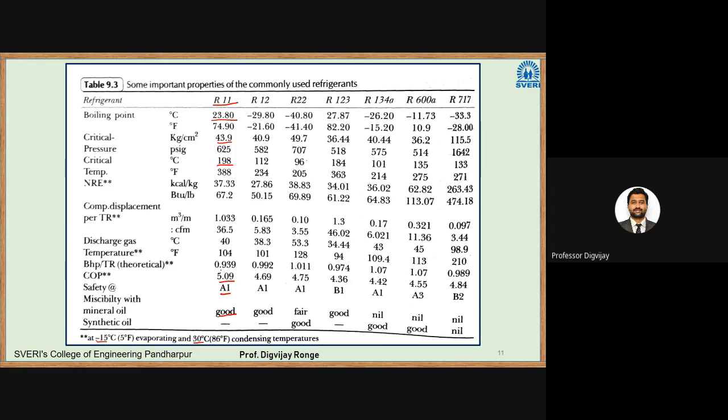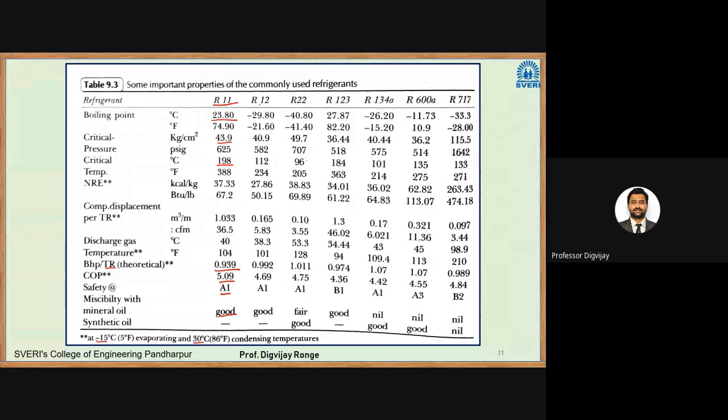Then we have this BHP per ton, which is brake horsepower per ton of refrigeration. If I use R11, it has 0.939. The thing is, R11 has higher ODP, that is ozone depletion potential, and GWP, that is global warming potential, but it is not flammable and it is non-toxic. So its toxicity is very low and flammability is as good as none.